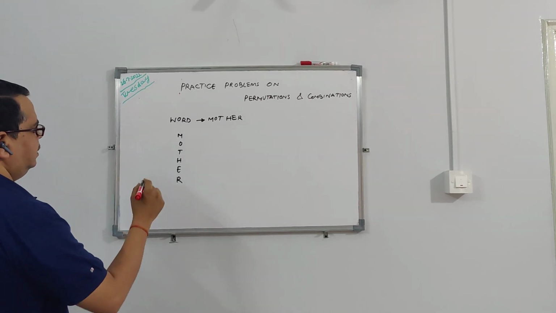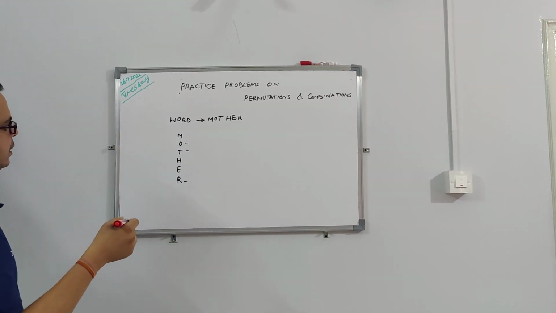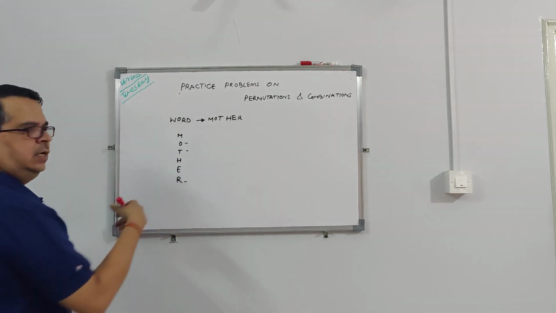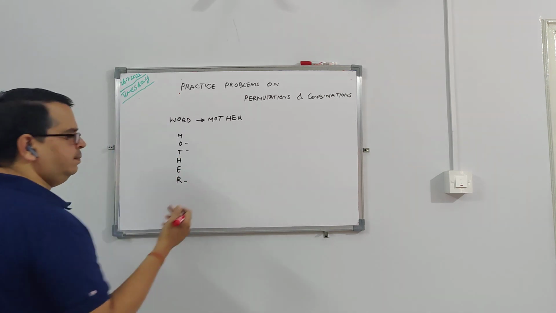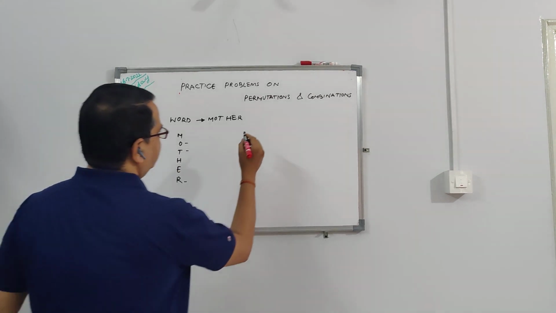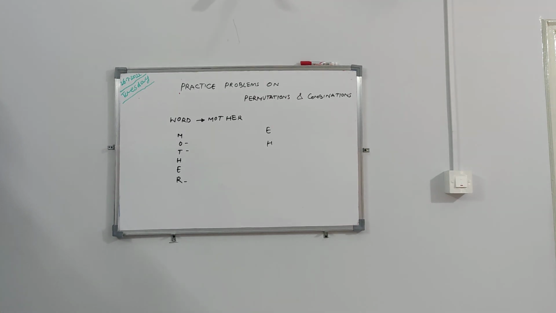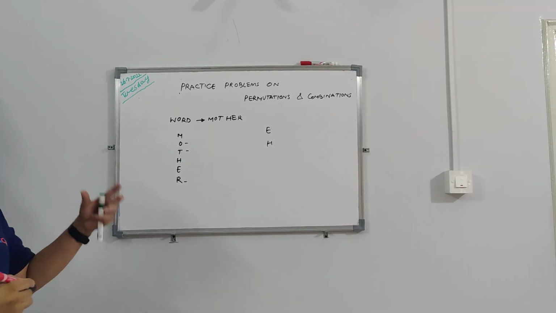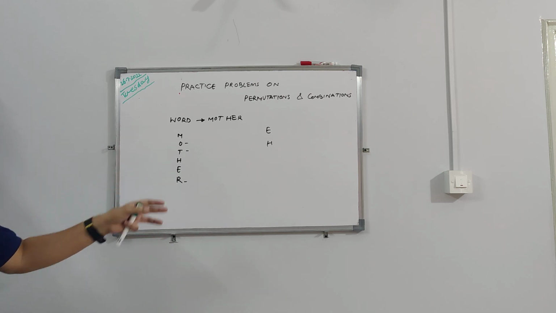Here the O, T, R, these all will come after M. So don't worry about those. Only what is coming before M. E will come before M, and H will come before M. So E comes before M and H comes before M. So the words starting from E. You want to see what is the position of the word MOTHER. So before MOTHER, what all are coming, that we have to see.